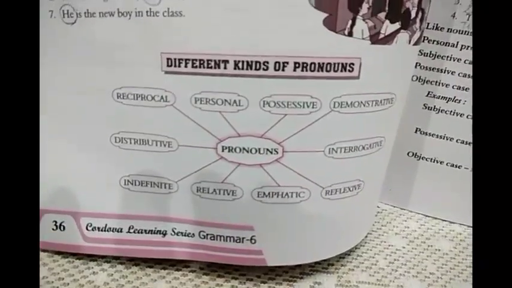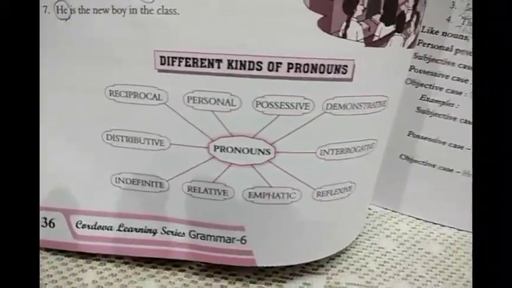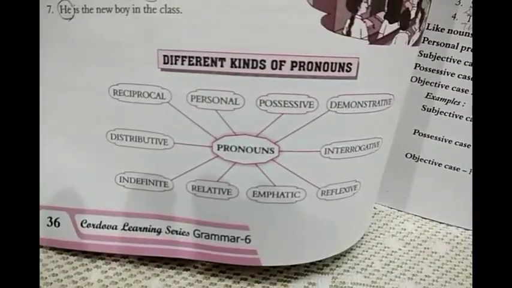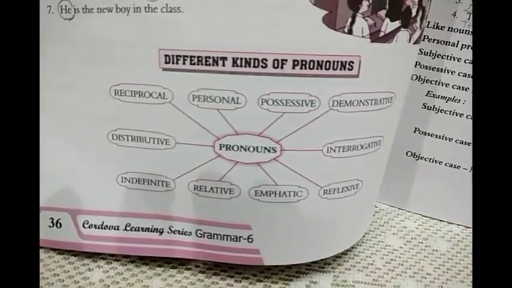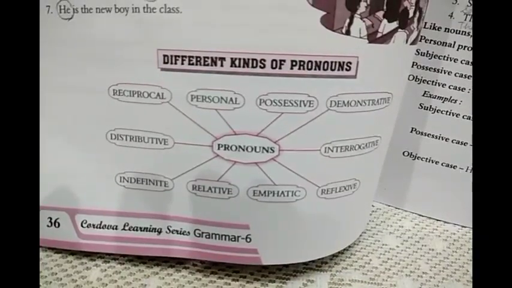lesson is different kinds of pronouns. So in total we can see here there are 10 different kinds of pronouns, starting with personal, possessive, demonstrative, interrogative, reflexive, emphatic, relative, indefinite, distributive and reciprocal. Now we'll learn about each of these pronouns.